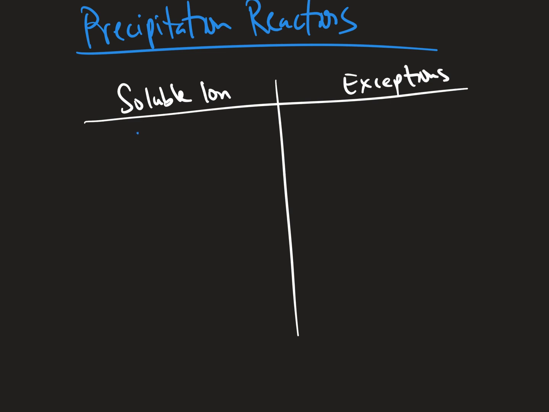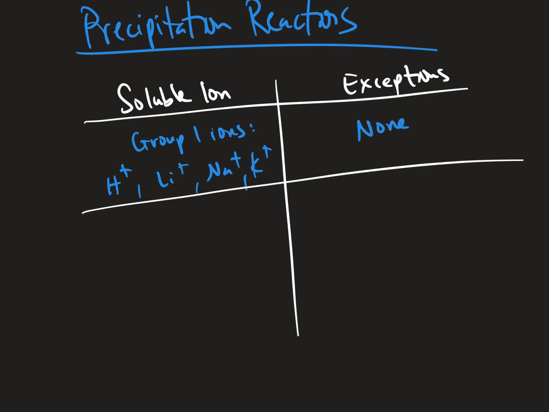The first one are group 1 ions. So this is like hydrogen, lithium, sodium, potassium, etc. All of the group 1 ions. These ones are soluble in water. And what are the exceptions? None. Why is that? Because these are highly reactive elements, right? They're going to dissolve.